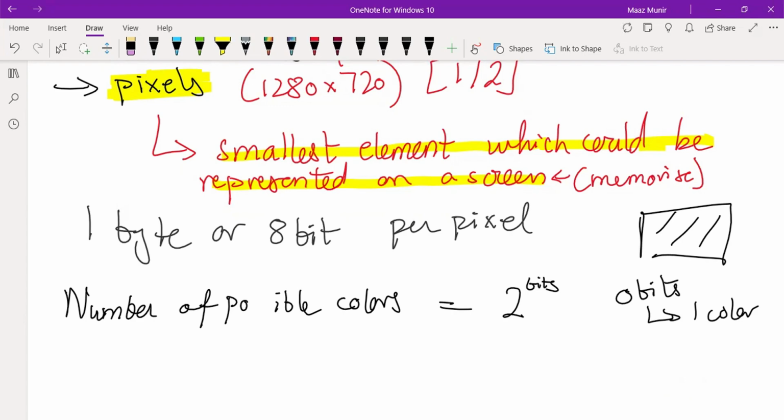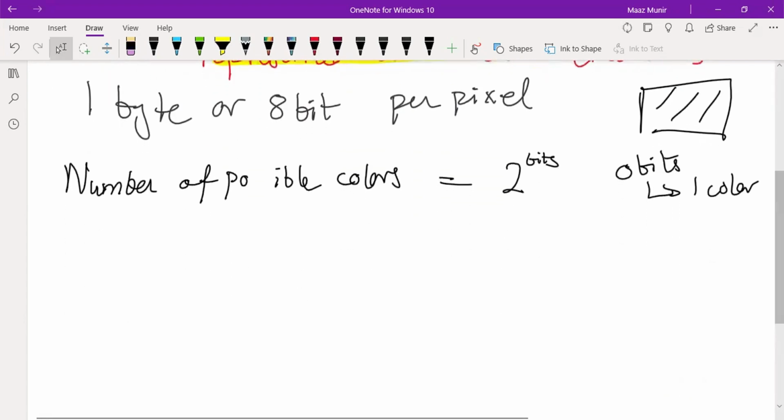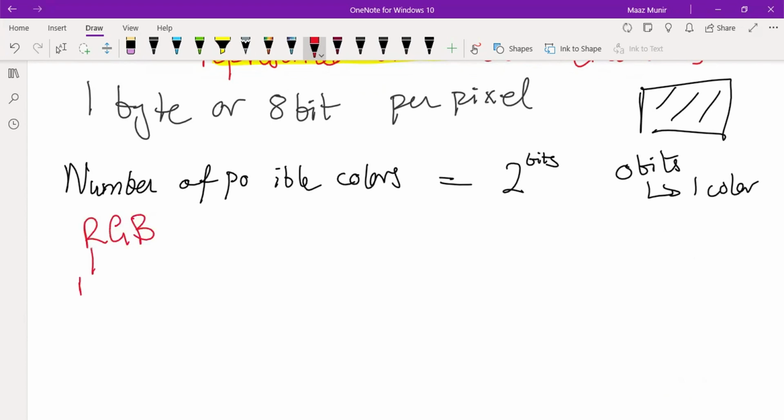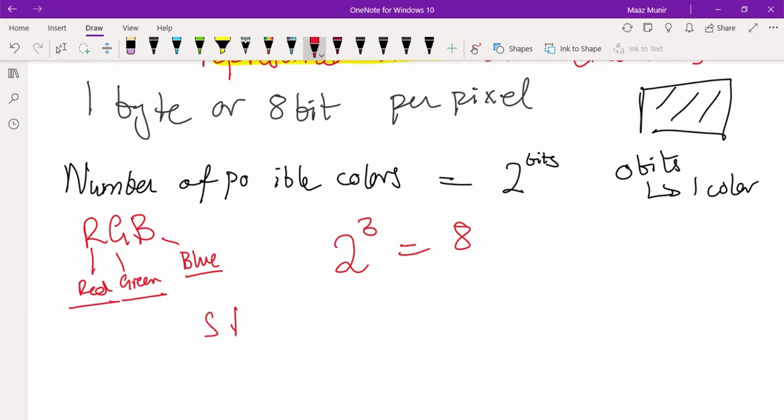Then, if we are discussing 3 colors, and this is really important, I told you in the previous class that the 3 most common colors are RGB, which refers to red, green, and blue. So if we want a colorful image, we need at least these 3 colors. And for that, we would go to 2 raised to the power 3, which is 8. This means that if an image has 3 bits, it could have possibly 8 colors in one single frame.